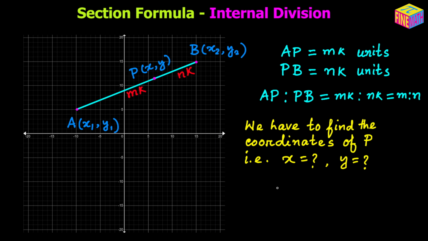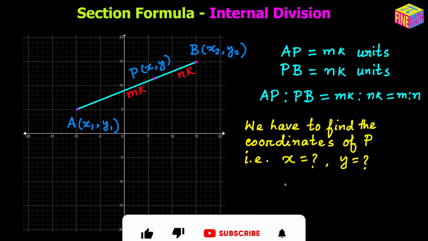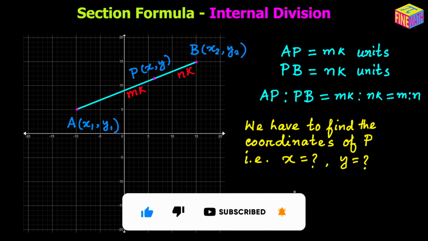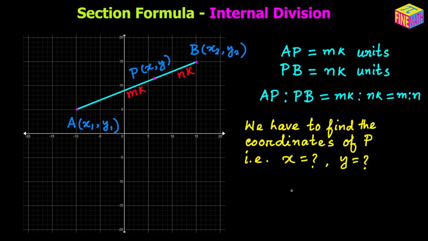So if we assume that the length of AP is m times k units and length of PB is n times k units, then you can clearly see that the ratio of AP to PB would be mk:nk. That would be m:n because k is the common factor and it will cancel out, and we will be left with m:n. So the ratio of AP to PB would be m:n. And the task here is that we have to find the coordinates of P, the x coordinate and the y coordinate of P. That's what we have to find.